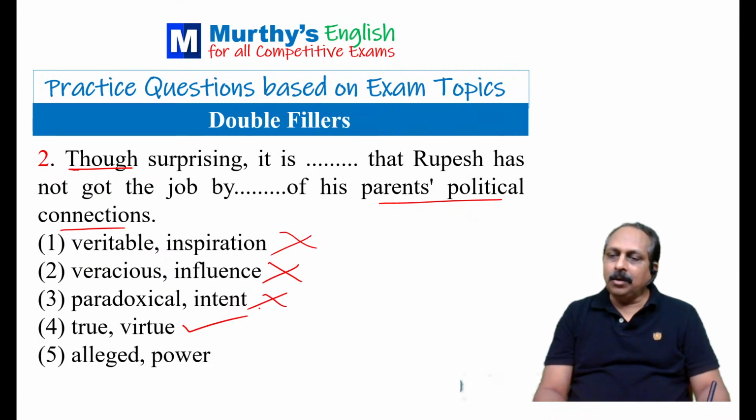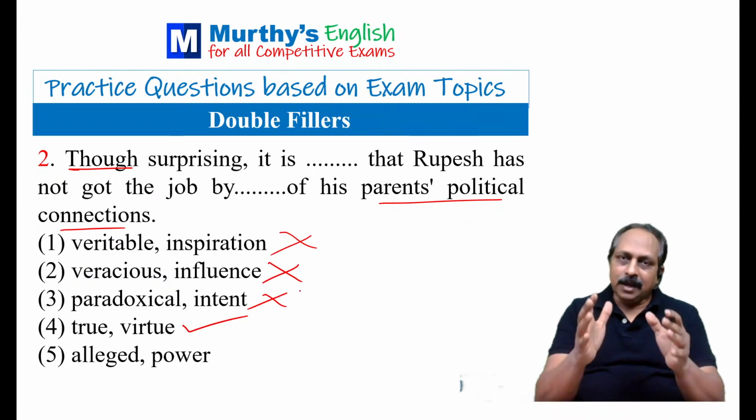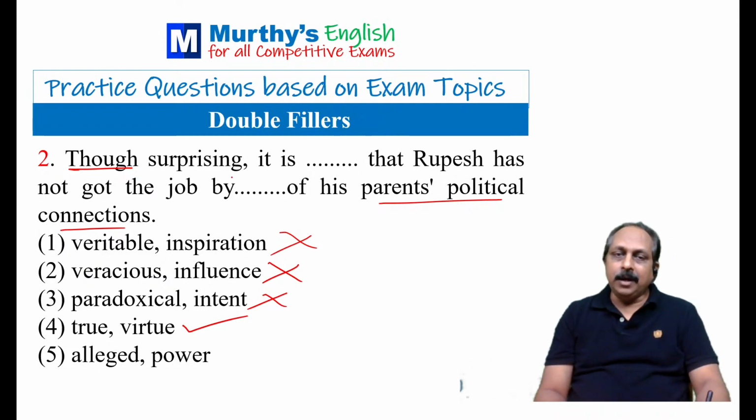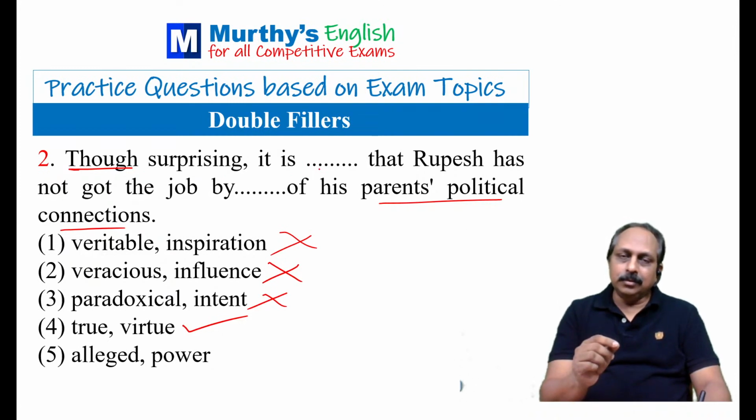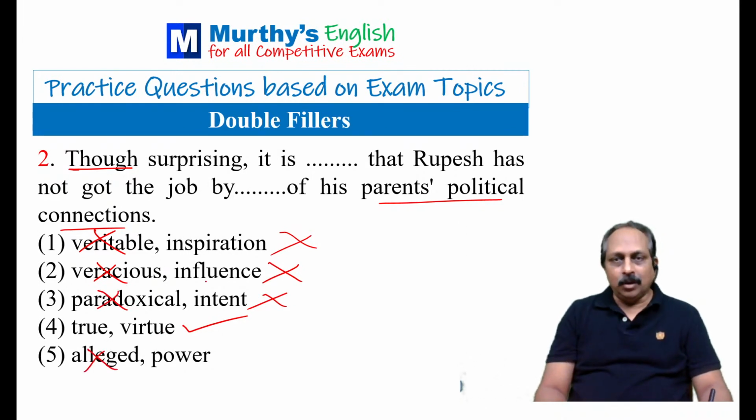You haven't understood the context. Mohan says the fourth option. Please understand the context. Though surprising, it is true. We are surprised, but it's a fact. We cannot use the words veritable, veracious, paradoxical, alleged. It goes with everyday context. Though surprising, it is true. What is true? That Rupesh hasn't got the job by virtue of his parents' political connections. That means what? He has got the job based on his merit.